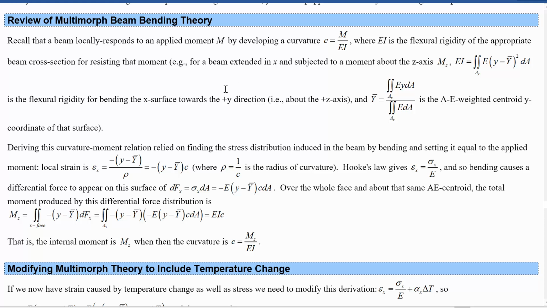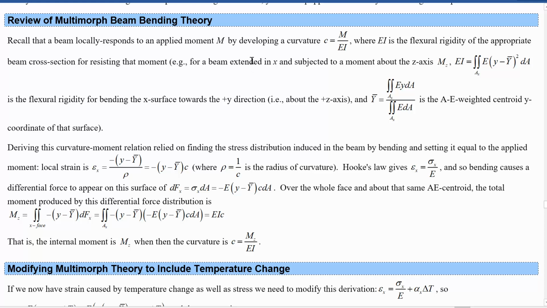First, let's review what we learned about beam bending in the statics course. Okay, so a response to a pure moment on a beam is a curvature where the curvature caused is the moment divided by the flexural rigidity in the appropriate axis for that moment.